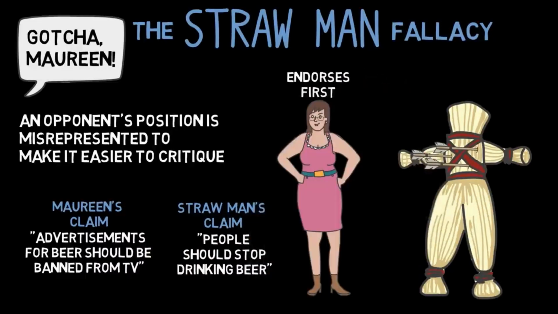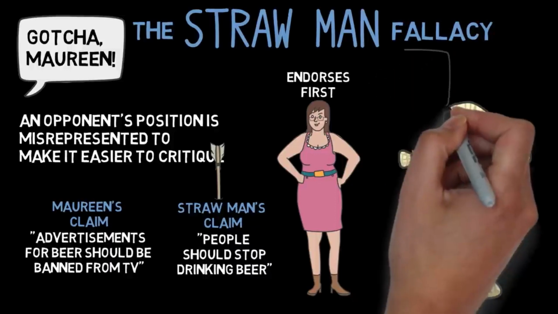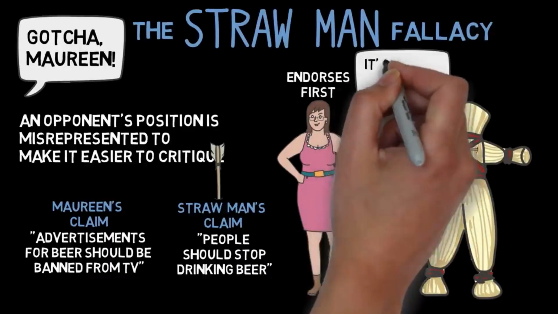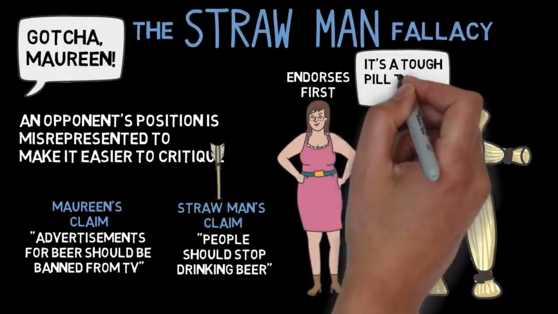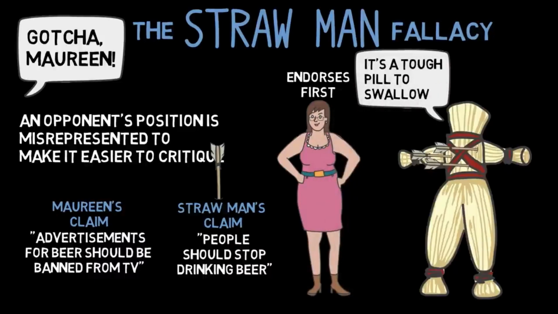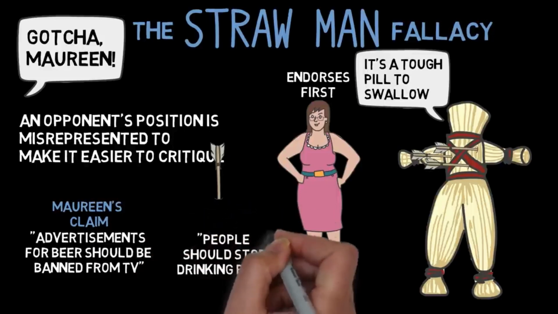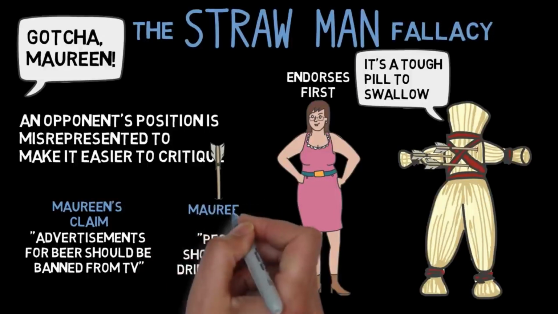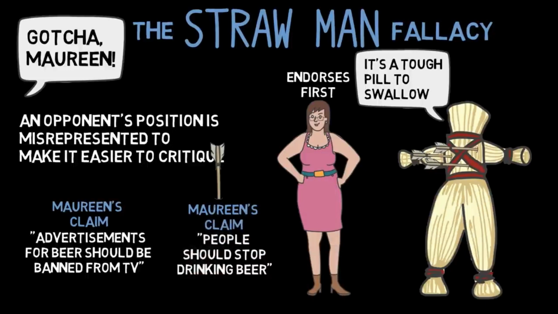However, my objection is to the second claim, which is much easier to refute. This is because the second claim is a very extreme view. It would take a lot of good arguments to convince others that people should stop drinking beer. But in our argument, I have improperly attributed this extreme view to Maureen, and then proceeded to attack it. Since this claim is much easier to refute than her original claim, I have committed the strawman fallacy.